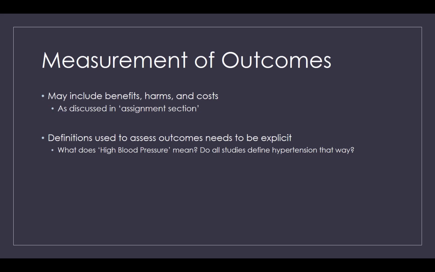Then, looking specifically at the outcomes the authors are using. So again, outcomes can be benefits, harms, or they can be costs depending on the study that's utilized. And we discussed this in the assignment section a couple minutes ago. But the definitions used to assess outcomes need to be explicit because that's what you're looking at within each study that you pull. So for example, in the hypertension guidelines, how is hypertension being defined, and do all the underlying studies define hypertension that way?